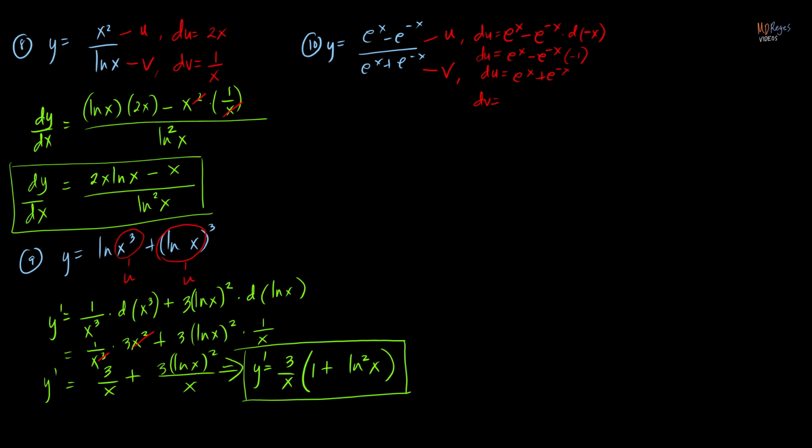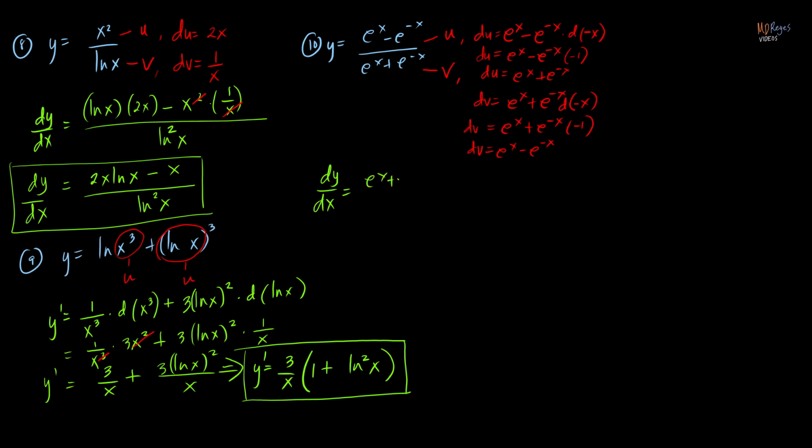While dv is the derivative of e to the x plus e to the negative x. So the derivative of e to the x is e to the x itself, plus the derivative of e to the negative x, it's e to the negative x times the derivative of negative x. So it's e to the x plus e to the negative x times negative 1. That's the derivative of negative x. So dv is equal to e to the x minus e to the negative x. Okay? Now let's proceed to the derivative of y with respect to x using the quotient rule.